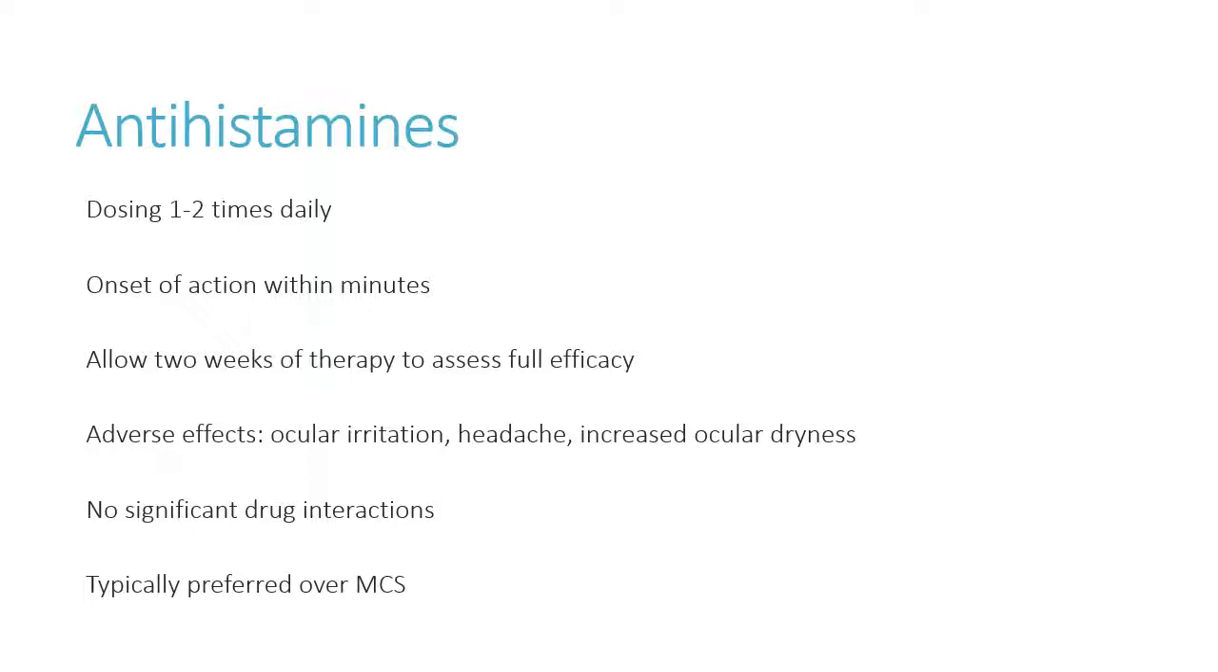So that makes sense for why you end up seeing increased ocular dryness, because what do anti-muscarinics do to secretions all over the body? Dries them up, right? You're going to be dry as a bone. So because of that, that's where you're going to see ocular dryness here, right? So that's something you can link back to that mechanism of action and the fact that it's going to have effects on muscarinic receptors, right? Anyway, no big drug interactions here. And again, as we mentioned, preferred over the mast cell stabilizers predominantly.